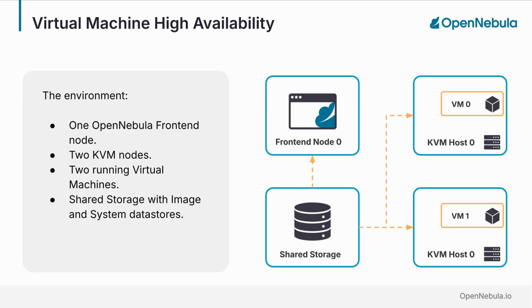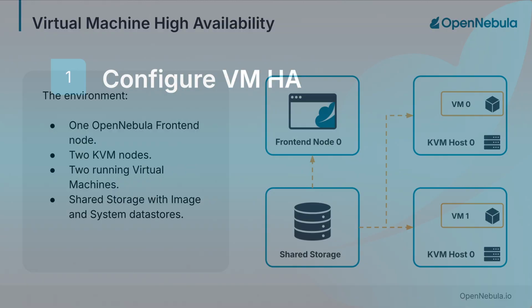The environment for this demonstration consists of one host with the OpenNebula front-end software and two KVM hosts managed by OpenNebula. Each host has a virtual machine running, and shared storage that exposes system and image data stores is mounted to each node, including the front end, using the NFS protocol.